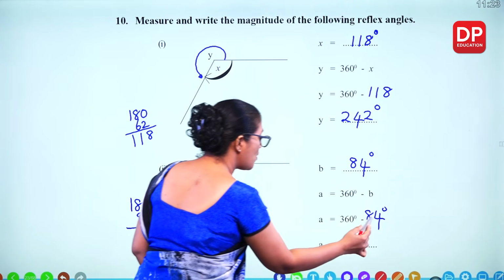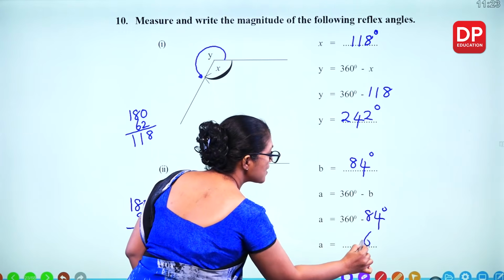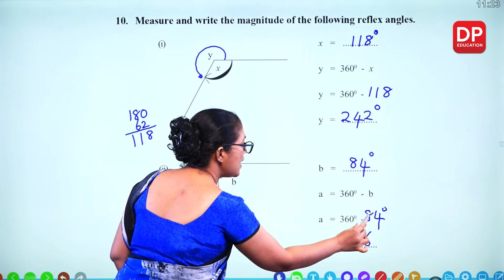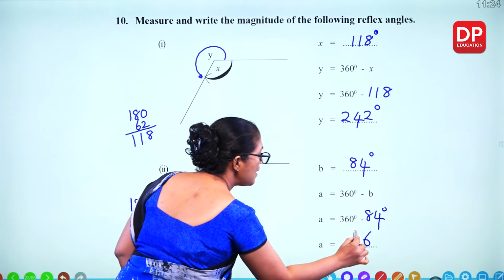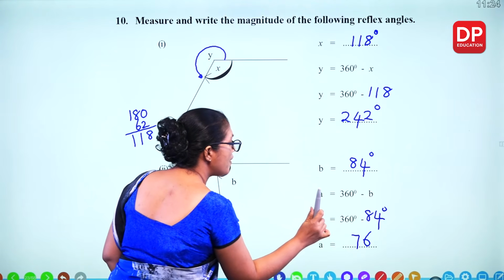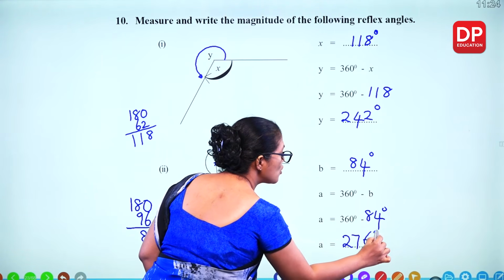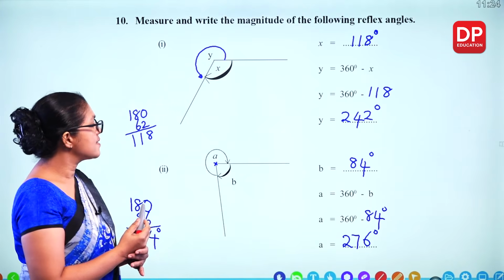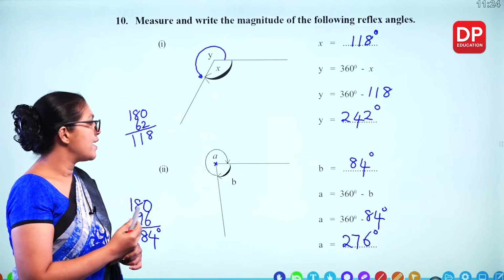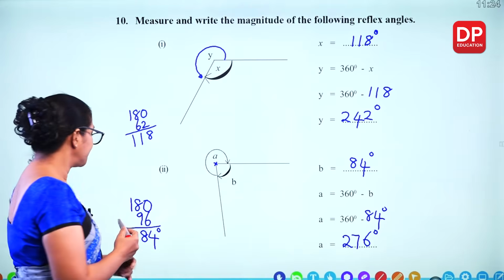What's the angle now? Subtract: 6 plus 4, 10, and 1 remaining; 9 plus 7, 16, 1 remaining, and 2 here. 276 degrees for the reflex angle A.